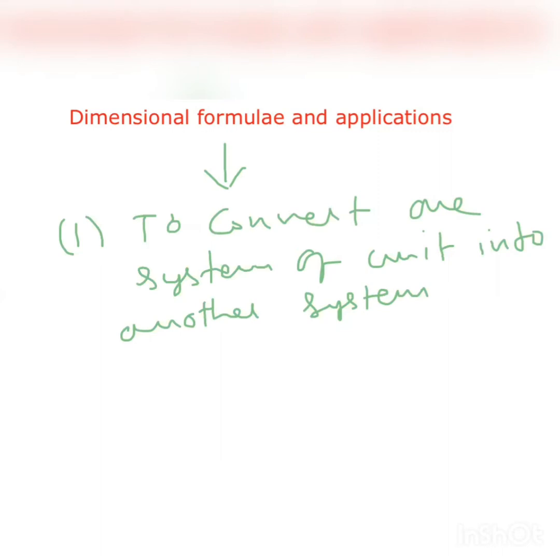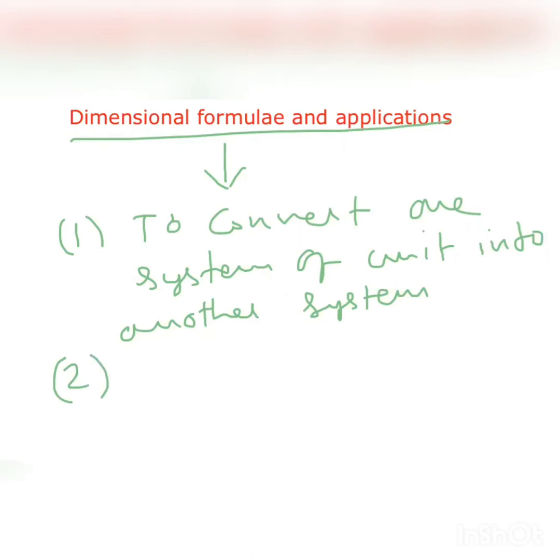Now, this is the one use of dimensional formula. Why are we learning all this dimensional formula? The first thing we can say is to convert one system of units to another system, because we have SI system, CGS system, FPS, different systems. So if you want to convert from one system of units to another, the easy way is the dimensional formula method.